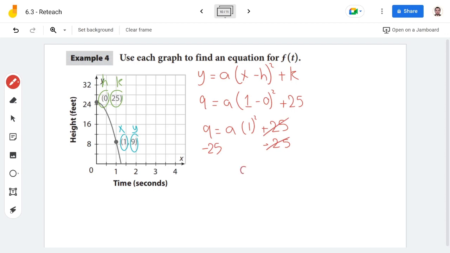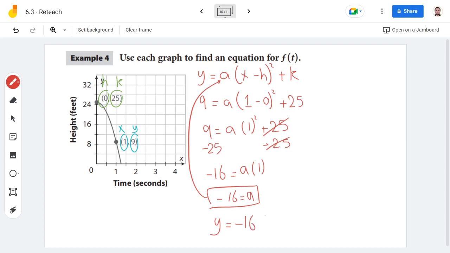So we cancel this 25. So a times 1 because 1 to the power of 2 is 1. So now 9 minus 25 is negative 16. So a is equal to negative 16. Okay, so now let's rewrite it in the formula. y is equal to a, and a is negative 16, times x minus h, and h is 0, so x to the power of 2, plus k, which is 25. So this one is the standard form, and the same is the vertex form.